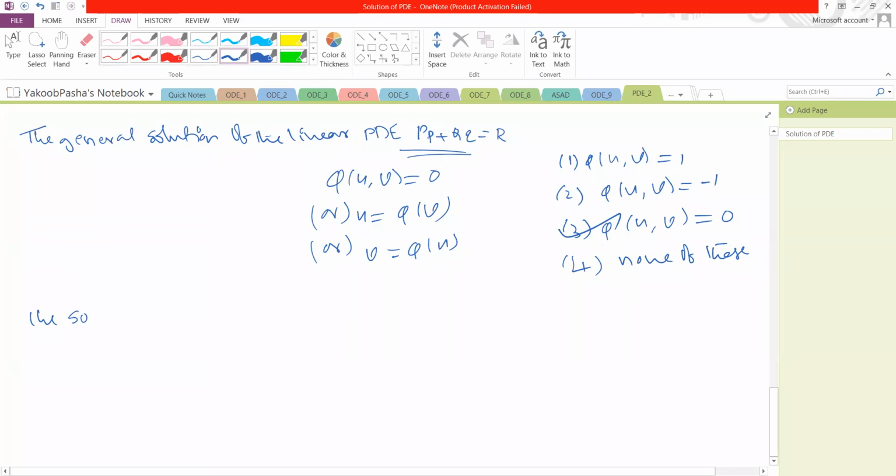The linear PDE is in the form Pp plus Qq is equal to R. Then the general solution is phi of u comma v is equal to 0. It is a function of u comma v, either phi or f, whatever the function. Or it can be written as u is equal to phi of v, or v is equal to phi of u. So here we have phi of u comma v as the option.